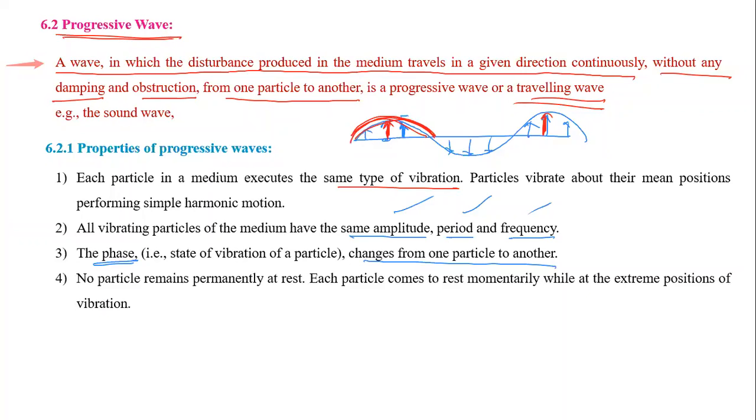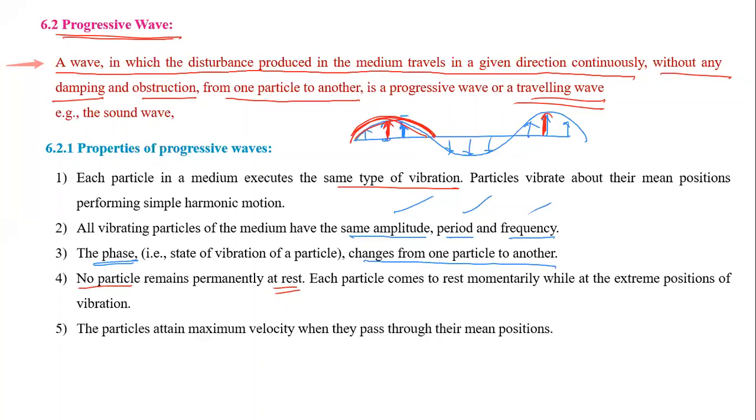No particle remains permanently at rest. Not a single particle is at rest. All the particles are performing oscillatory motion. They are oscillating about the mean position. The particles attain maximum velocity when they pass through their mean position. In the oscillation chapter, we already learned that maximum velocity is at the mean position. So here also the particle is performing oscillatory motion.